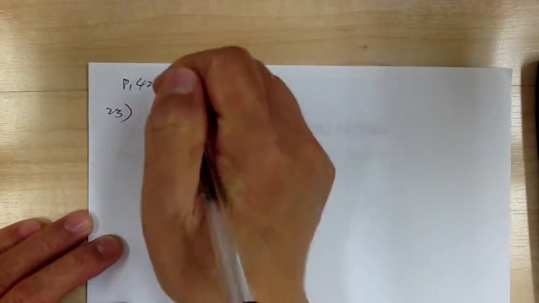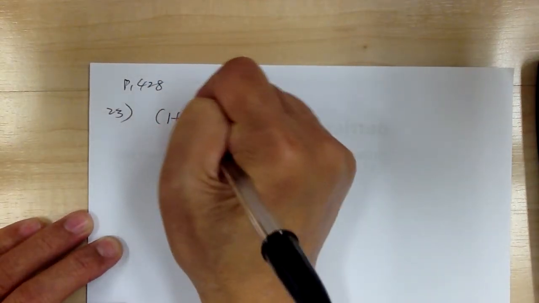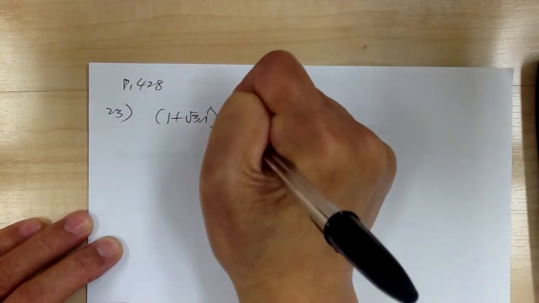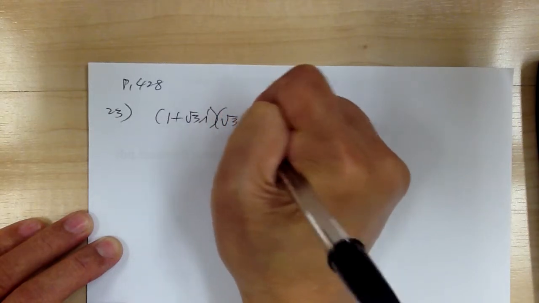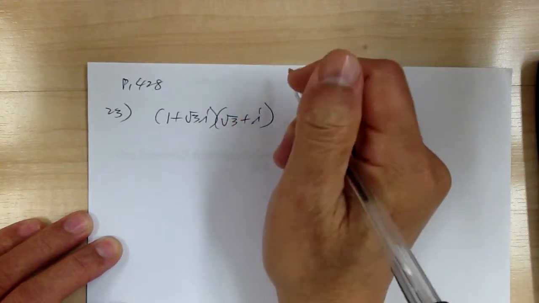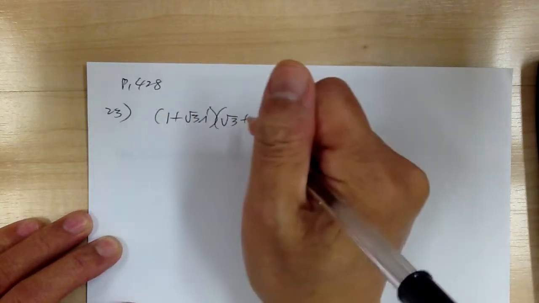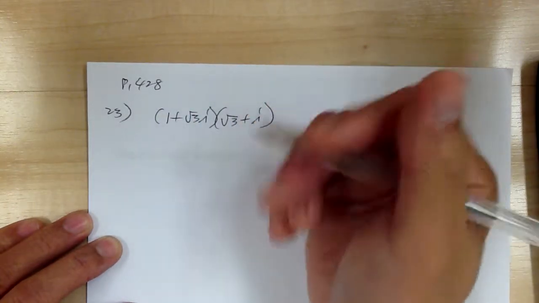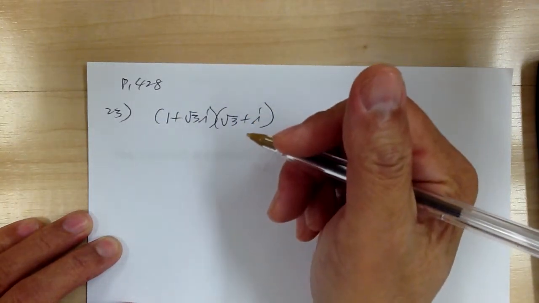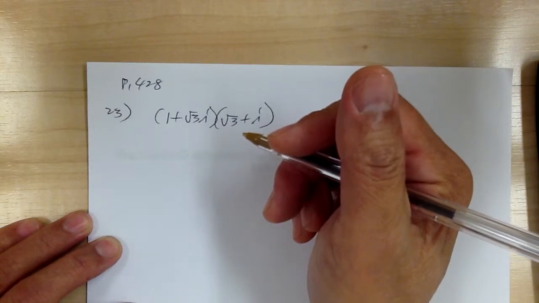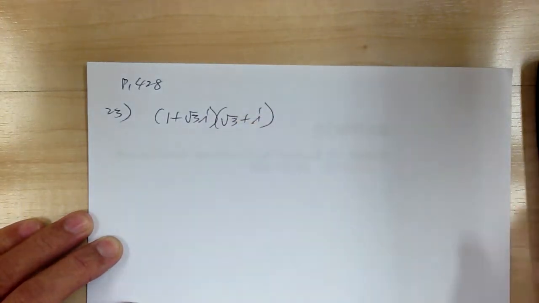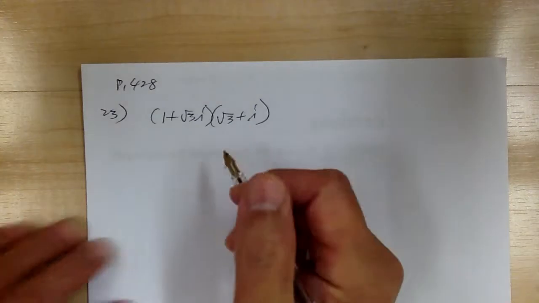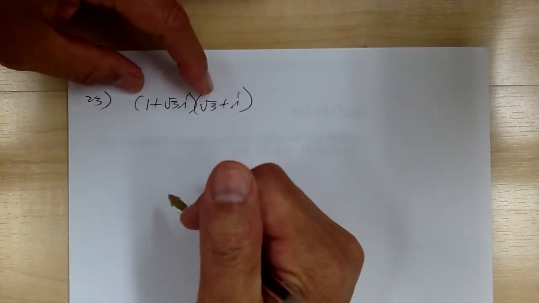Okay, number 23, you've got 1 plus square root of 3i times square root of 3 plus i. So this one, I want you to do it two ways. Do it directly and use polar form. And you have to put answers in rectangular form and polar form, using degrees.